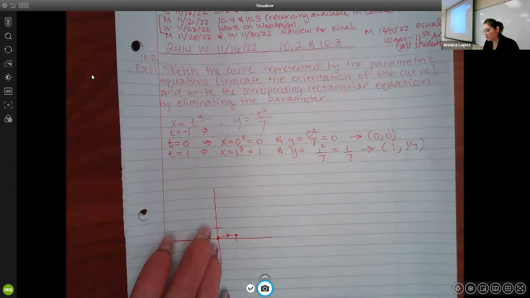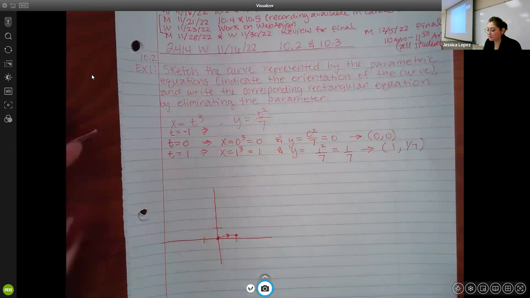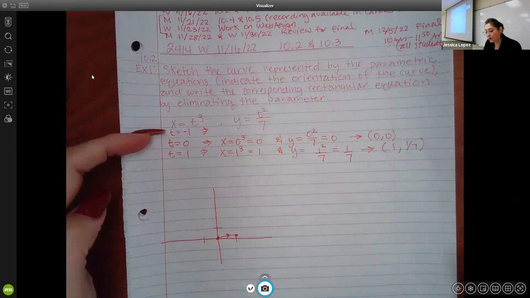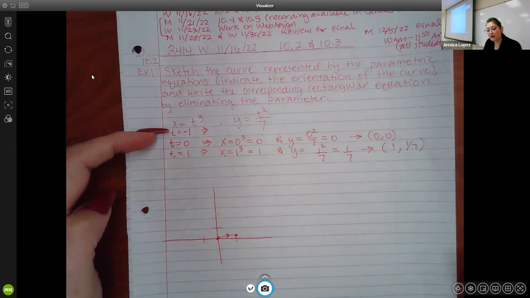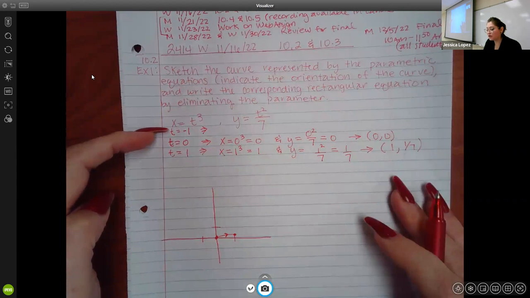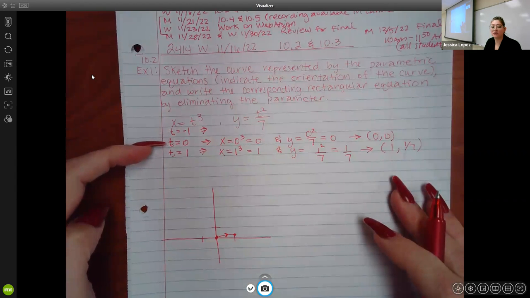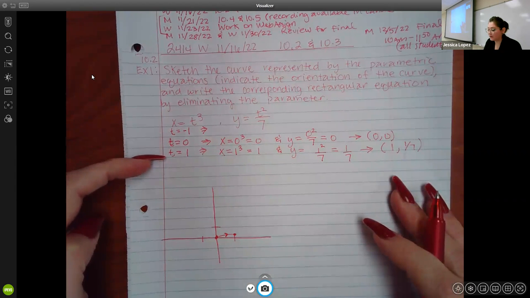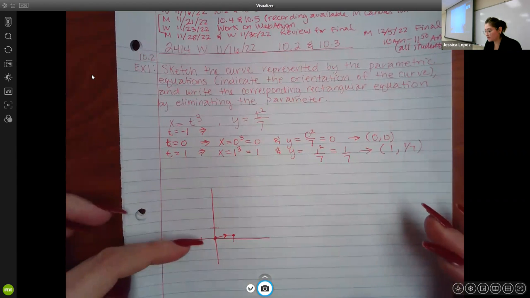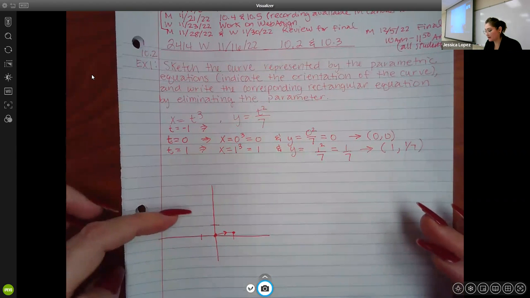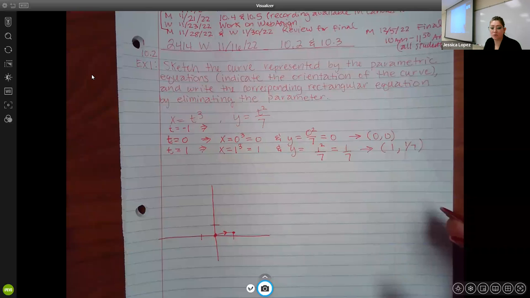If we want to figure out what's going on when t equals negative one, we do have to plug that in, but we have to remember that this was literally our starting point, and then it goes to this value, and then it goes to that value. So when I draw my arrow, wherever this point is, it does have to have an arrow going to that origin, because the origin is now not the original t value.